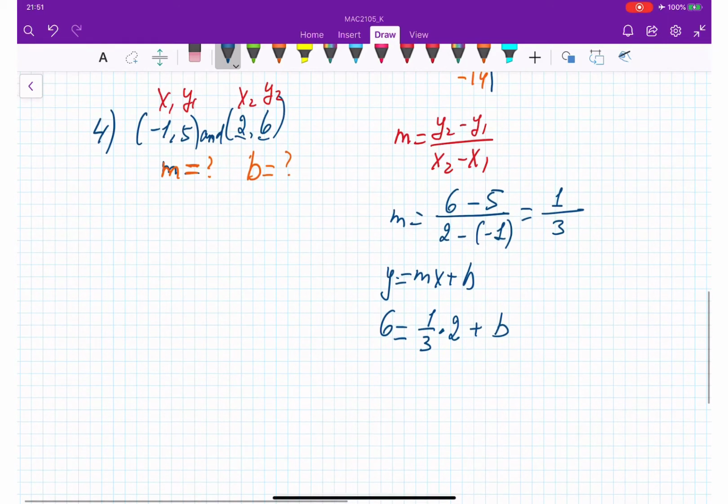Okay, so what do I get? 6 is equal to 1/3 times 2. 1/3 times 2 over 1 is 1 times 2, which is going to be 2, and in the denominator will stay only 3. Okay, and plus b.